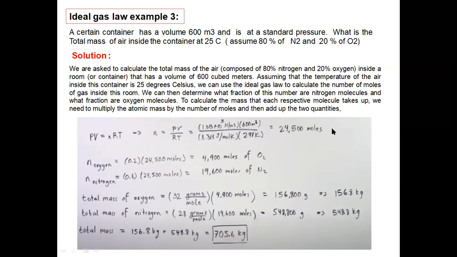So n equals 24500 moles. Then n of oxygen is 20%, 0.2 times 24500, which equals 4900 moles of O2. As for nitrogen, it is 80%, so 0.8 times 24500 equals 19600 moles of N2.